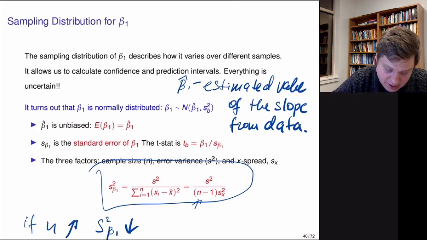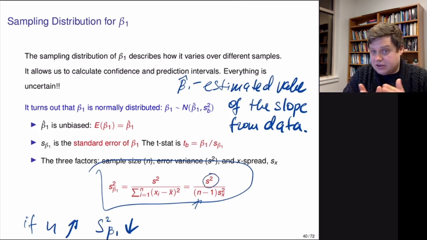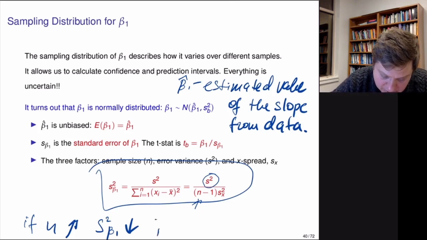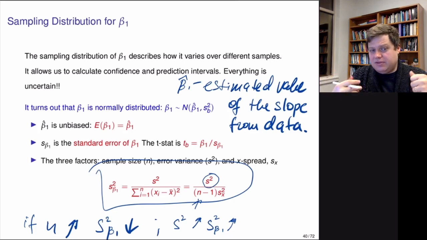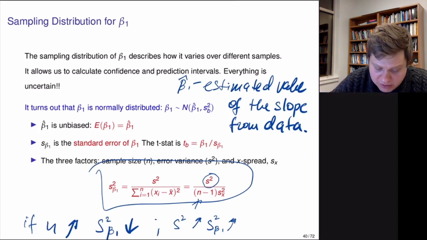Another value that comes here is the error variance. So that basically tells us how far values of the y are from the fitted line. And if this value s squared goes up, our variance for the beta 1 also will go up. Okay, and again, intuitively it's clear. If you have values of y that are far away from the line, then we should be very suspicious about the slope, and we say, okay, the variance of the slope goes higher as the deviations of the y from the line go higher.